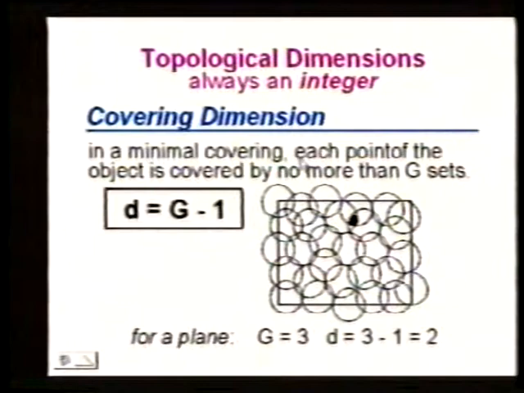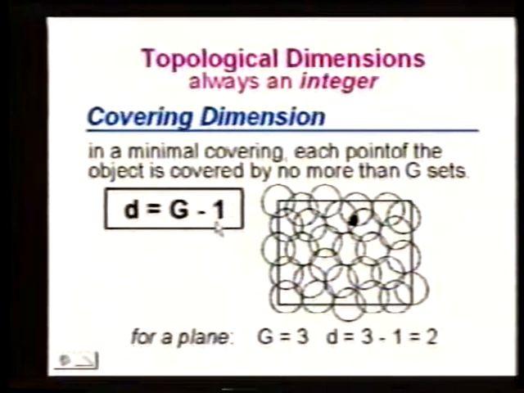And we look at a minimal covering again. If each point in the object, our plane, is covered by no more than g sets, then the covering dimension is g minus 1. You can see this looks like real mathematics, right? This is measure theory and topology. So it has a real mathematical flavor to it.